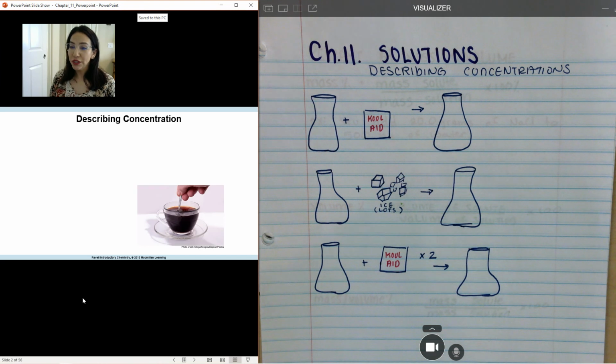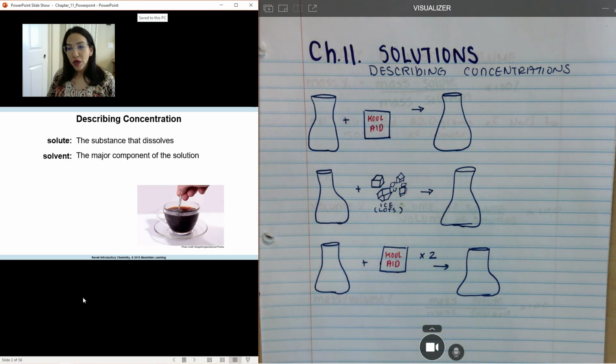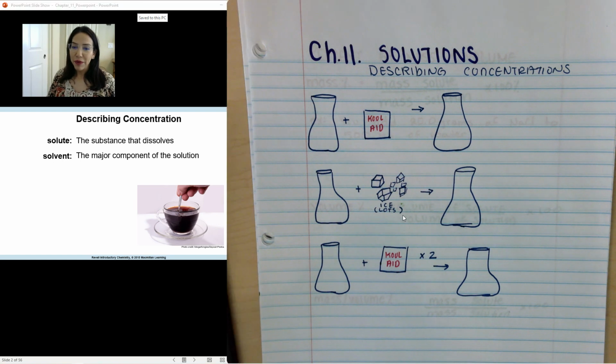Today we're going over Chapter 11, Solutions, and describing our concentrations using solutions. So, first of all, what is a solution? Well, a solution is basically a homogeneous mixture, and that means that your solid has been nicely dispersed throughout your entire solvent, right? So let's take a look at what I mean about that.